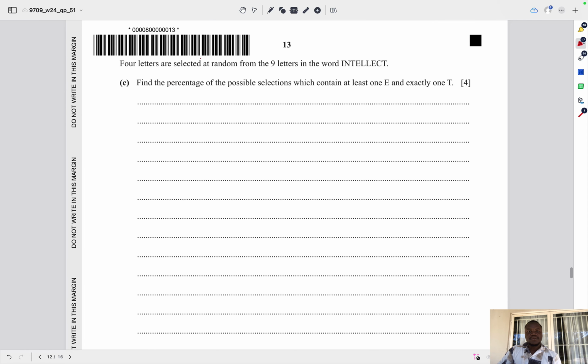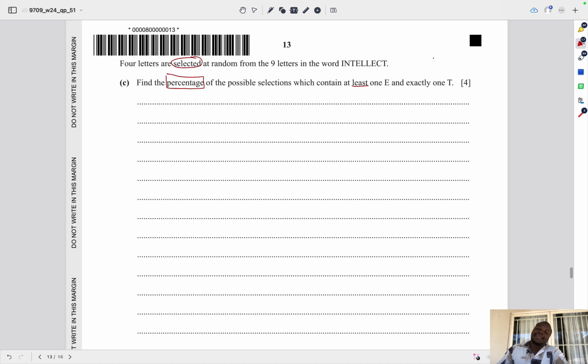From the word, selected or chosen, remember, this is now a combination question. A random selection from the word, 9 letters in the word INTELLECT. Find the percentage, which is simply the probability, of possible selections which contain at least one E. The word is at least. At least means greater than or equal to, so greater or equal to 1 E, meaning we can have 1 E, 2 E's, depending on how many E's we have, and exactly 1 T.